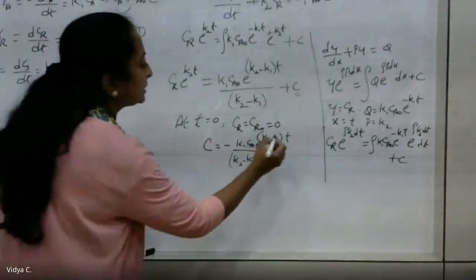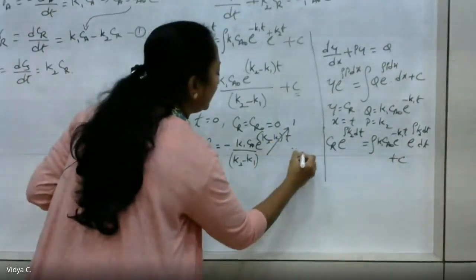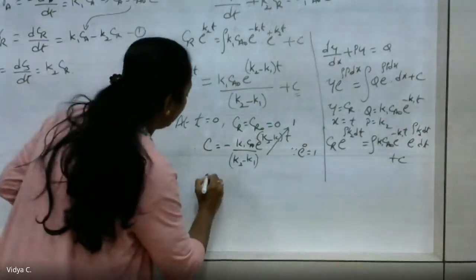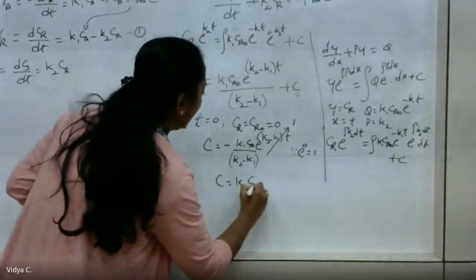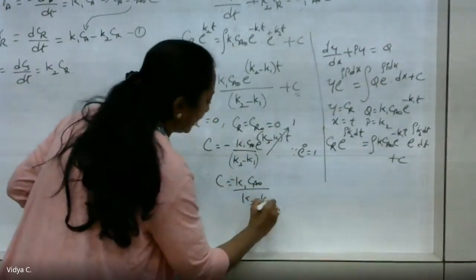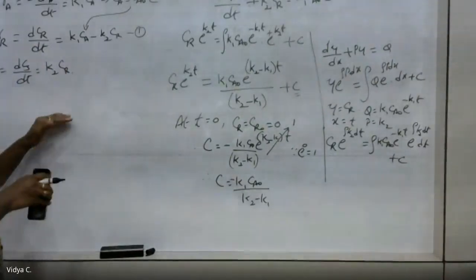One second. This term will be 1 because e power of 0 will be 1. So therefore C is equal to k1 Ca naught by minus k1 Ca naught by k2 minus k1. Okay, that's it. Let me continue here, the other part of the board.